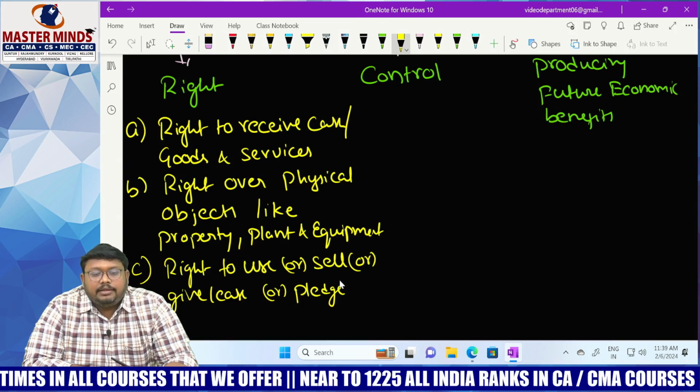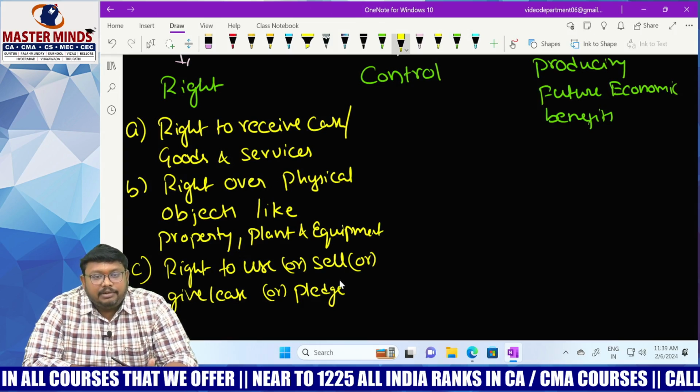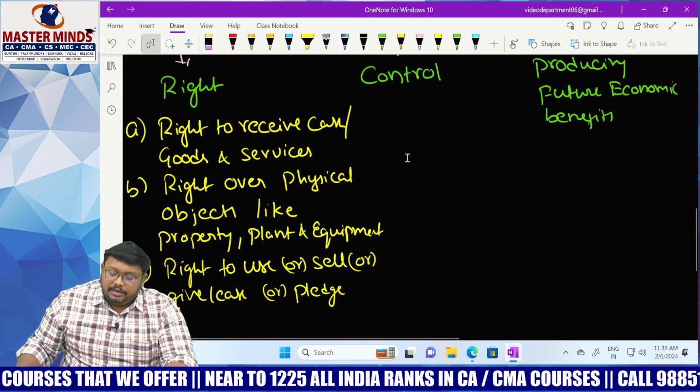Okay, so what is meant by that? If you are not able to pay back the loan, they will take your asset. Simple.